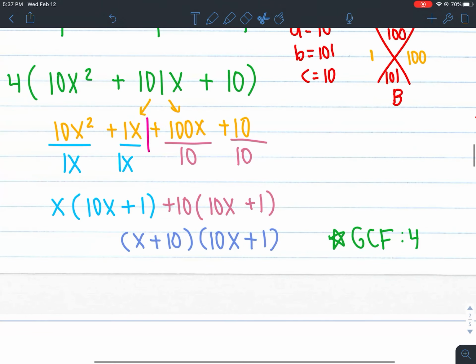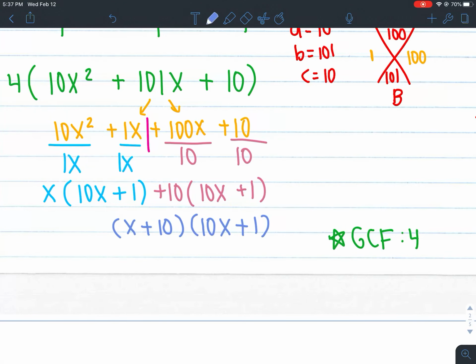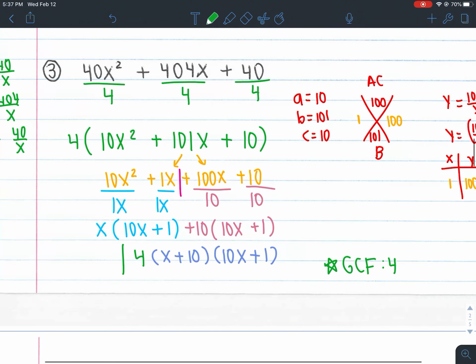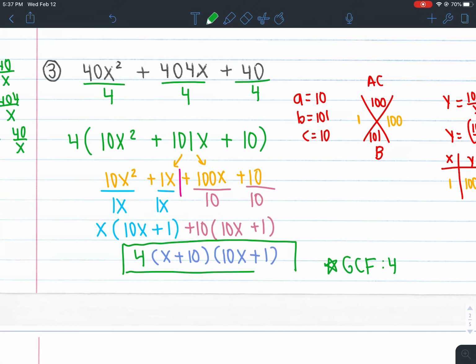Is this my final answer? No, because what did I take out at the beginning? I took out a positive 4. So you don't want to forget about that GCF you had at the very, very beginning.